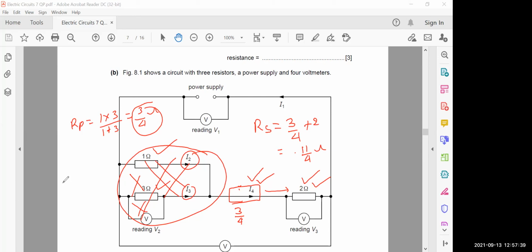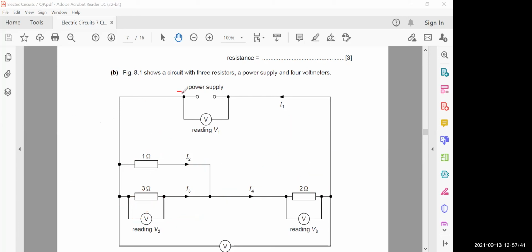So this is the way to do this question, children. Again, start from the battery positive. The battery has produced some current. Follow this path, and then you have to simplify it.